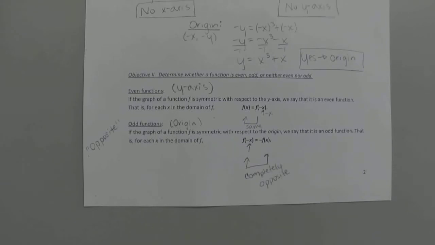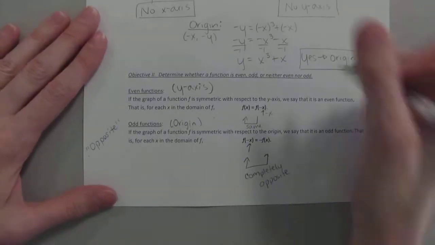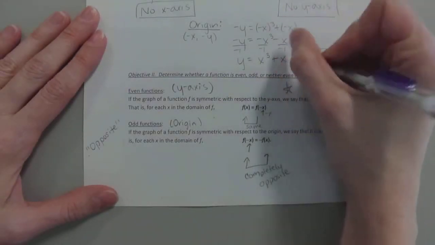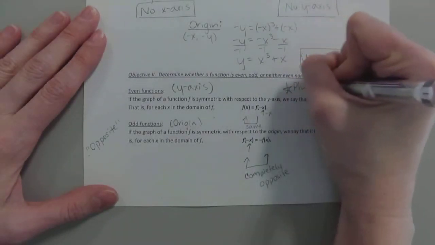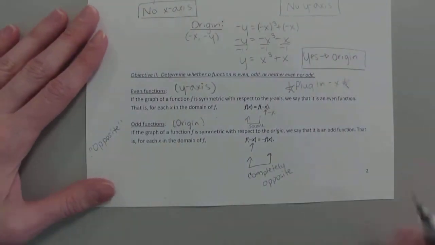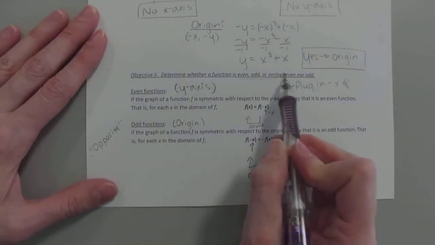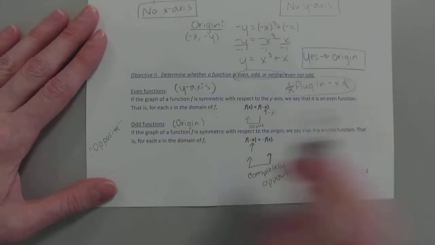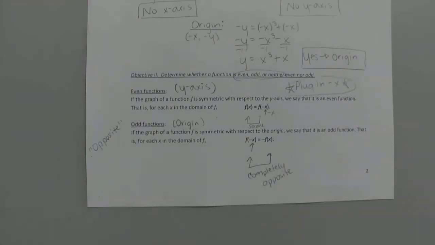You always plug in negative x, okay? So up here we had to plug in a negative y and a negative x and y. When you test for even, odd, and origin, all you do is plug in negative x and say, okay, how does that compare to my original? If it's completely like my original, it's even. If it's completely opposite of my original, it's odd. If something's changed and something's different, it's neither. So we always just plug in negative x.